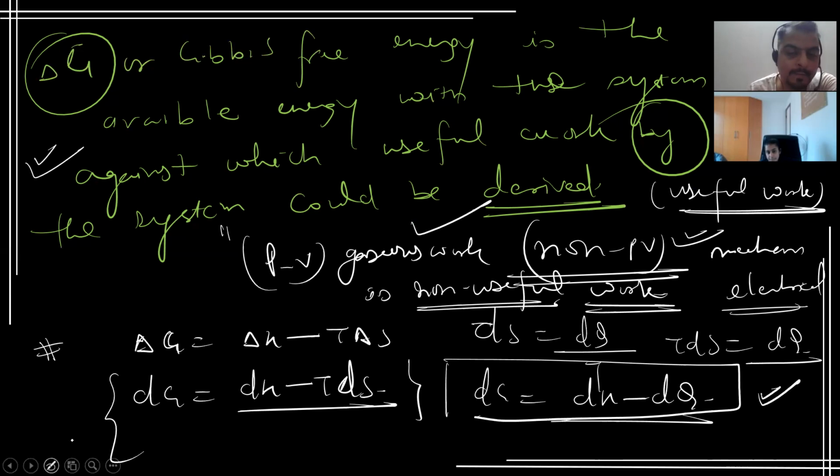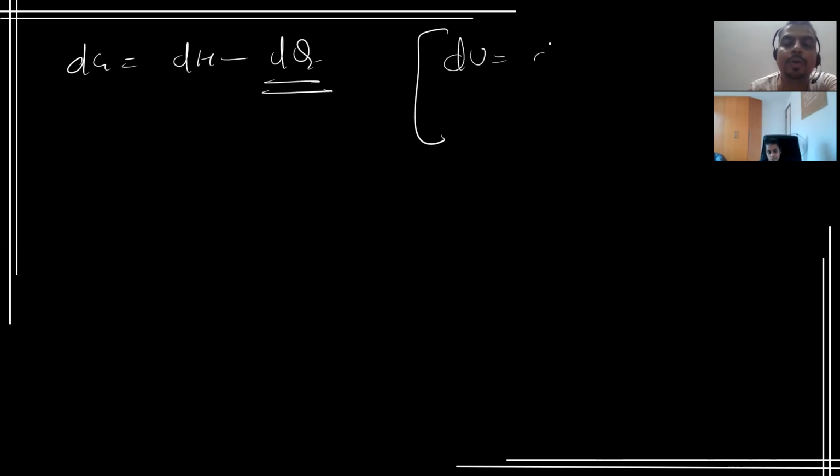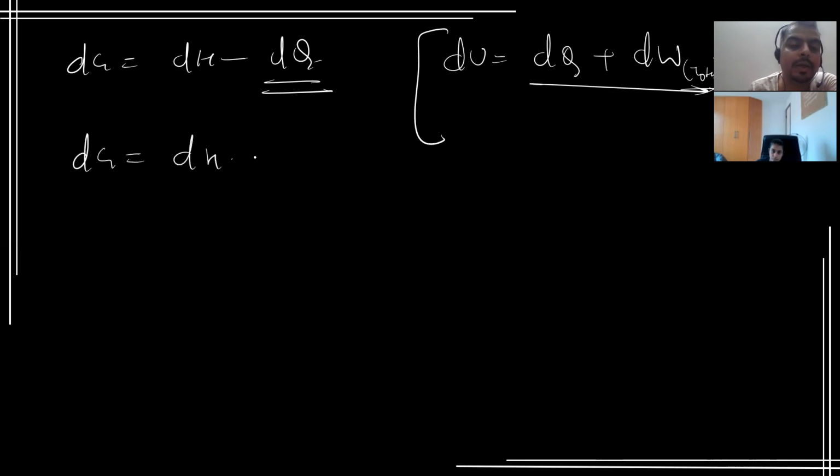Okay. So now dG becomes... and what is the first law of thermodynamics? dU is equal to dQ plus dW total. It is a dW total. Now you can put the value of dQ. So dG becomes dH minus dQ, and minus dQ means dU minus dW. I hope it's clear to you.